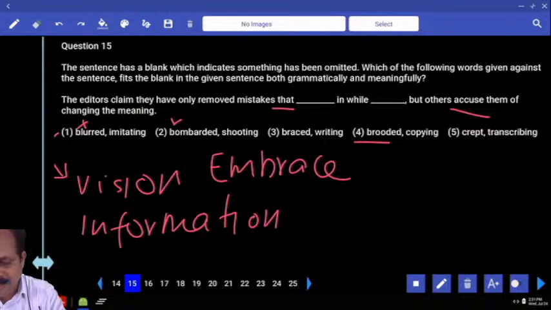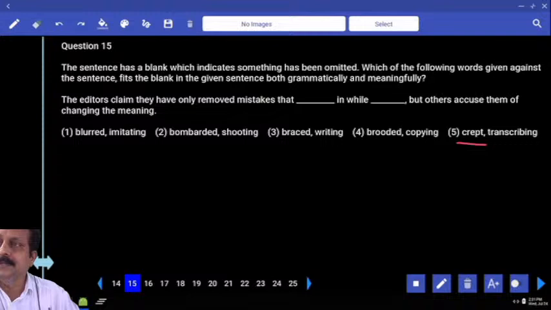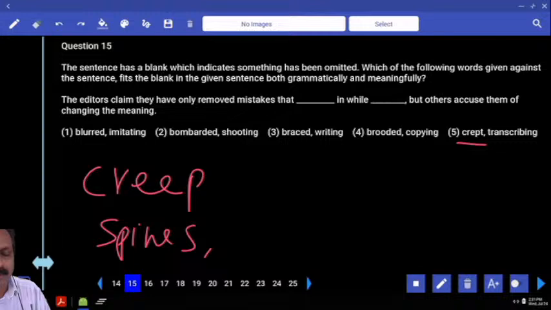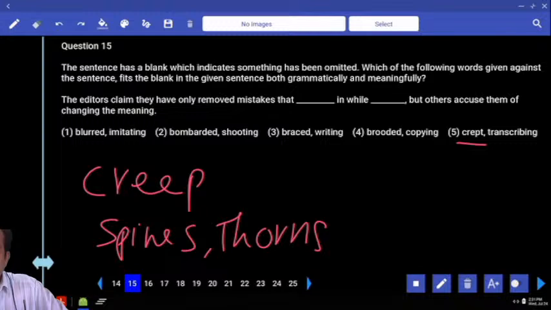What is the last one here? Crept. What is a verb? Please write the word creep. Creep has two different meanings. If you take plants, yesterday I was talking about cactus, remember? I gave the word spines. Write one more word, thorns. Some people use thorns. You can use spines also. Spines has two different meanings. It goes with plants. It also goes with animals. Spine, spinal cord.